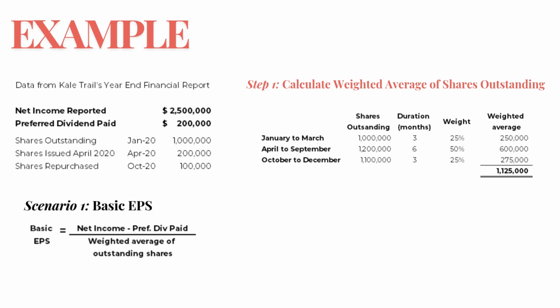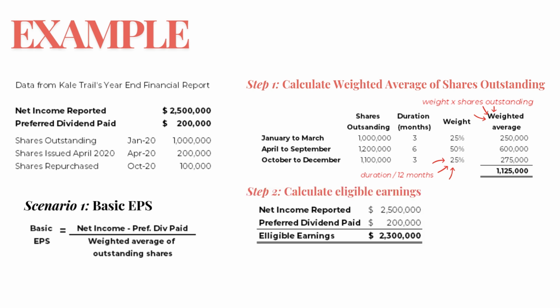We have to calculate the weight of how long each of these shares outstanding lasted throughout the year. So all you do is the duration divided by 12 months, the total amount of months in a year. So January to March represent 25% of the year, April to September represent 50% of the year, and October to December represent 25% of the year. And finally, you can calculate your weighted average by just doing your weight times shares outstanding and summing the total. This tells us that the average weighted amount of outstanding shares throughout the year was 1,125,000.